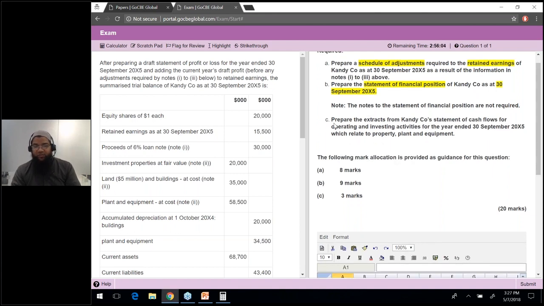In part C, the question says prepare the extracts for Candy Company's statement of cash flows for operating and investing activities for the year ended 30th September 20x5, which relates to property, plant, and equipment. So we are not required to prepare the entire operating and investing activities. We just need to prepare the operating and investing activities relating to property, plant, and equipment, not the entire. So you're not going to start from PBT and everything else.